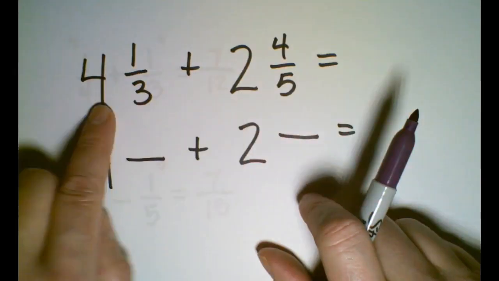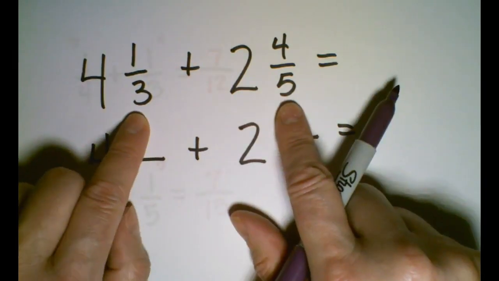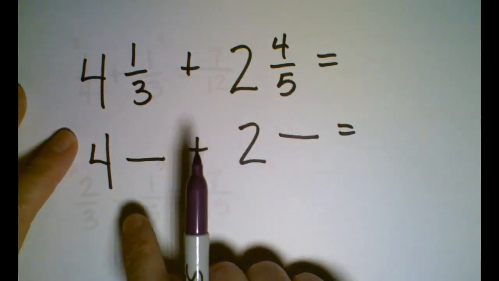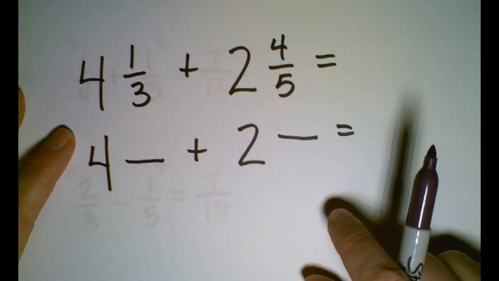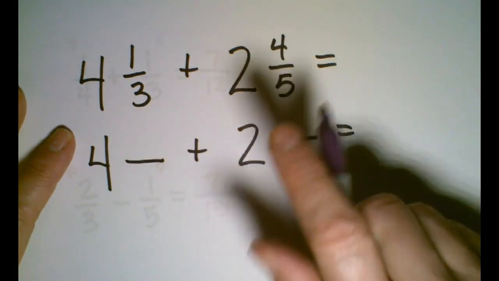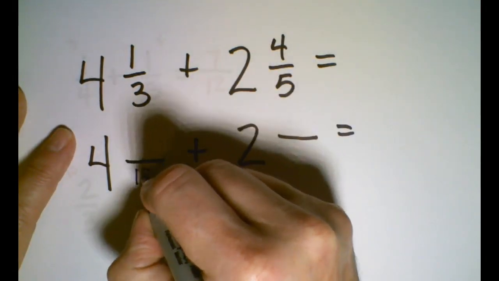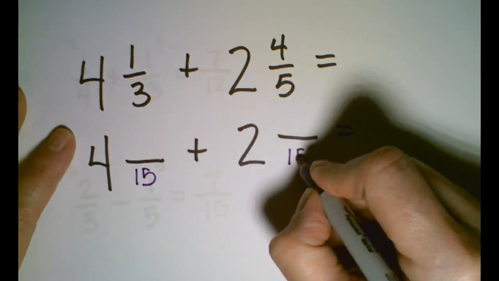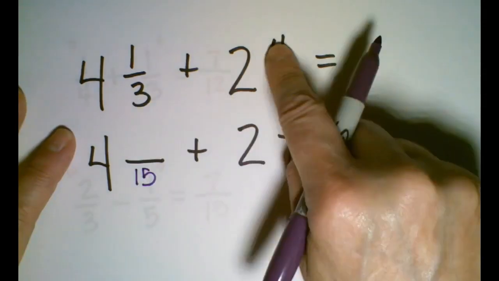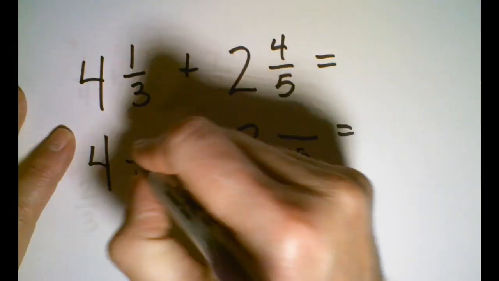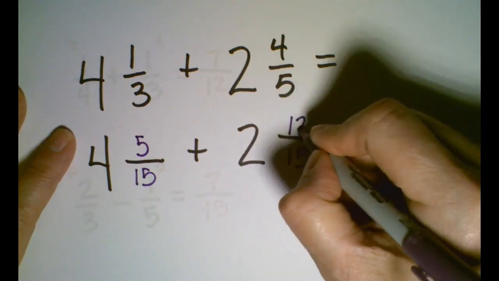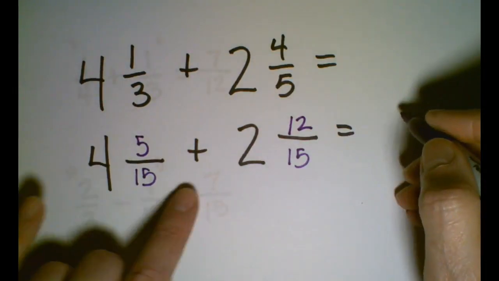So what I'm going to do, I'm just going to ignore these whole numbers for a little bit, and I'm just going to come up with the fractional part because I know I need a common denominator in order to add fractions. And so I'm just going to use the method I had applied on the previous lesson, and that is to multiply the two denominators together to get a new denominator. And the numerators come from cross multiplication. 1 times 5 is 5, 3 times 4 is 12, and now I can just add.